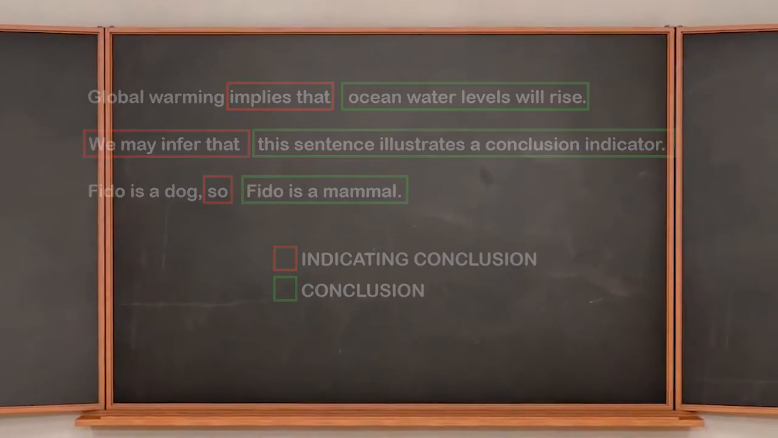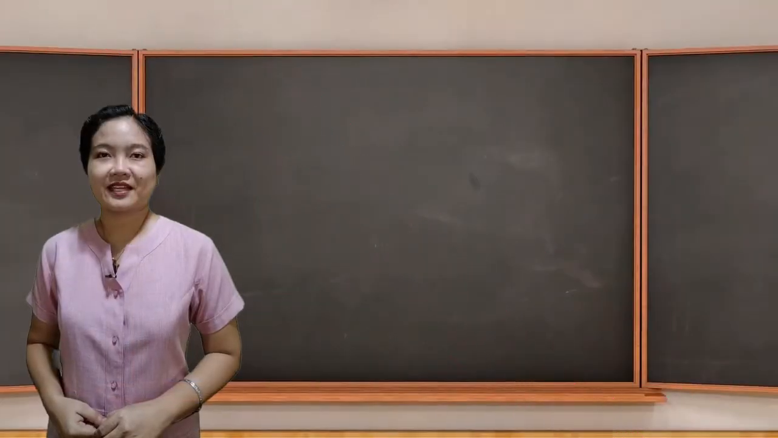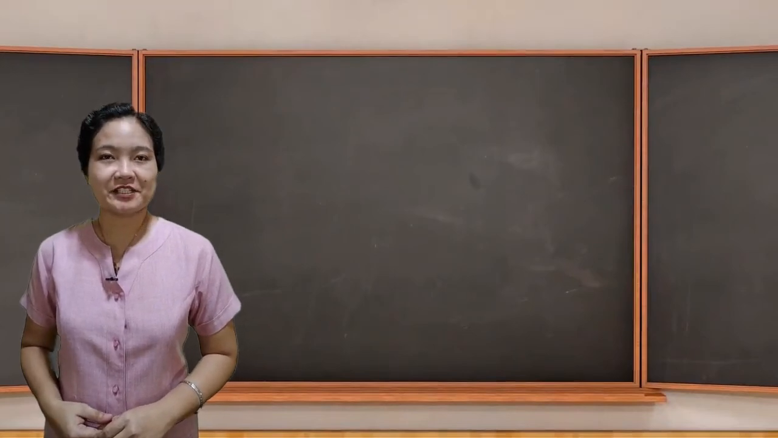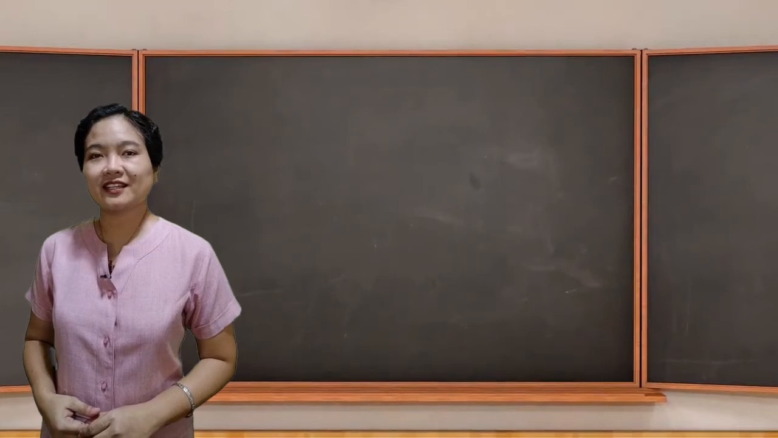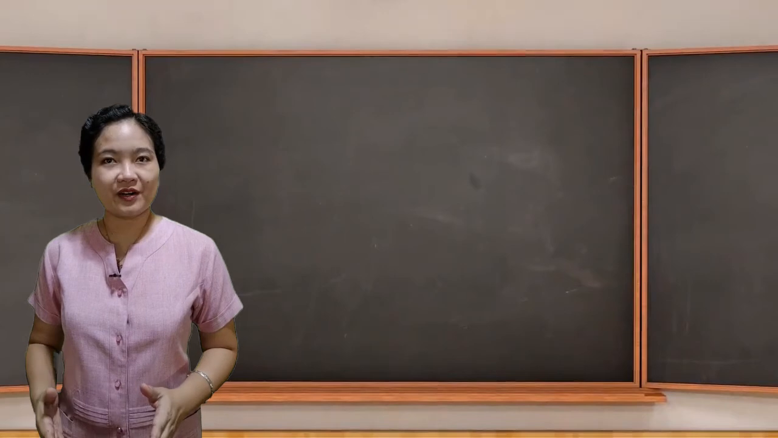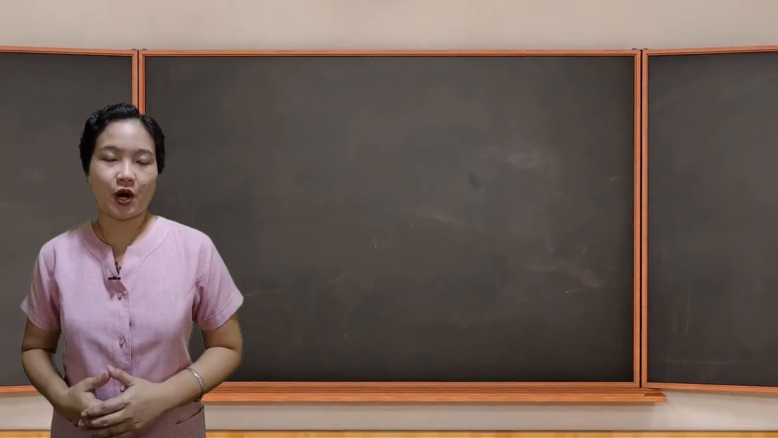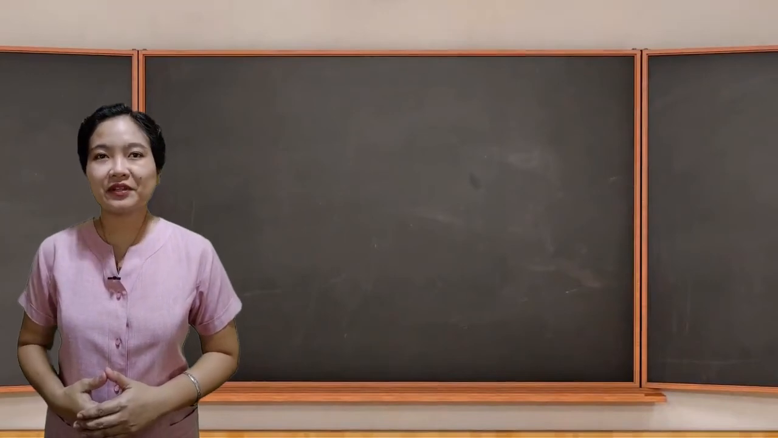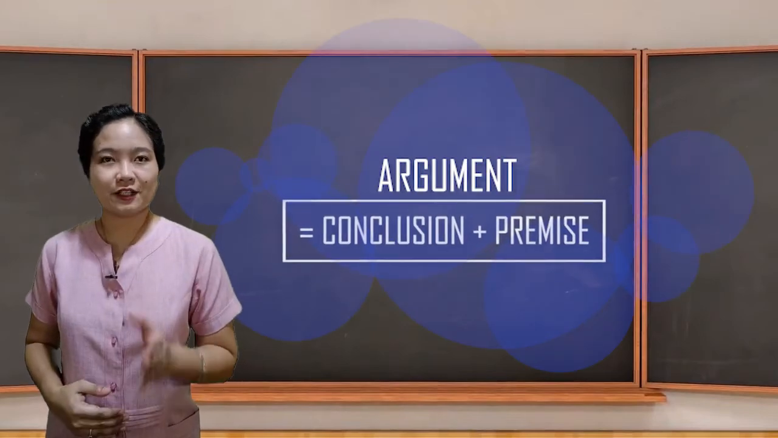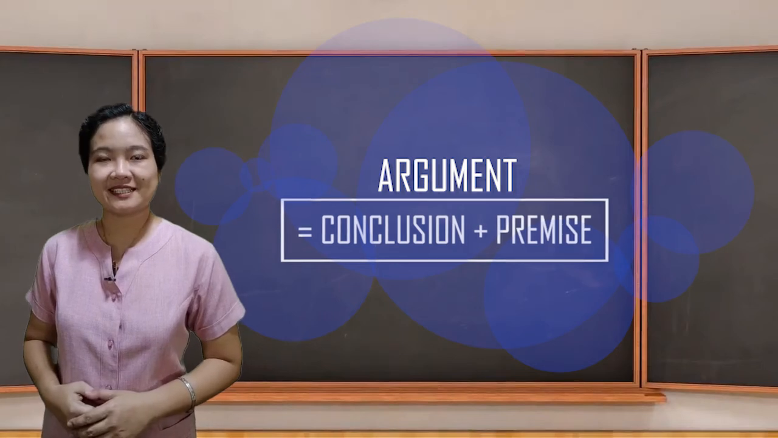Remember, if an argument has no indicators at all, then good English style suggests that the topic sentence of the paragraph is the conclusion of the argument. Remember this formula: argument is conclusion plus reason or premise.